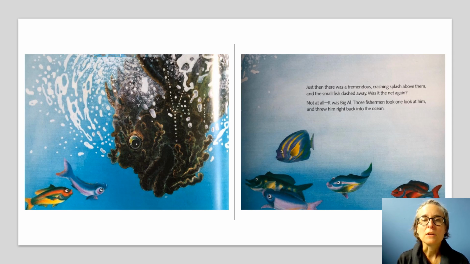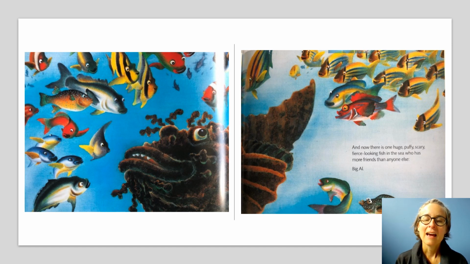Just then, there was a tremendous crashing splash above them, and the small fish dashed away. Was it the net again? Not at all. It was Big Al. Those fishermen took one look at him and threw him right back into the ocean. And now, there is one huge, puffy, scary, fierce-looking fish in the sea who has more friends than anyone else. Big Al.